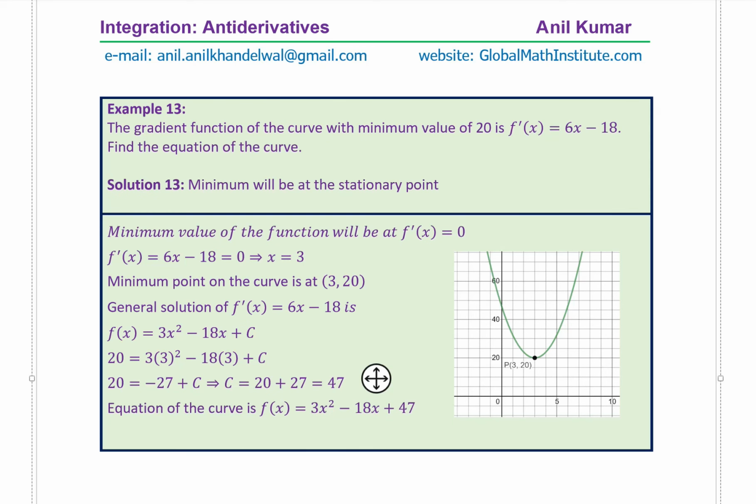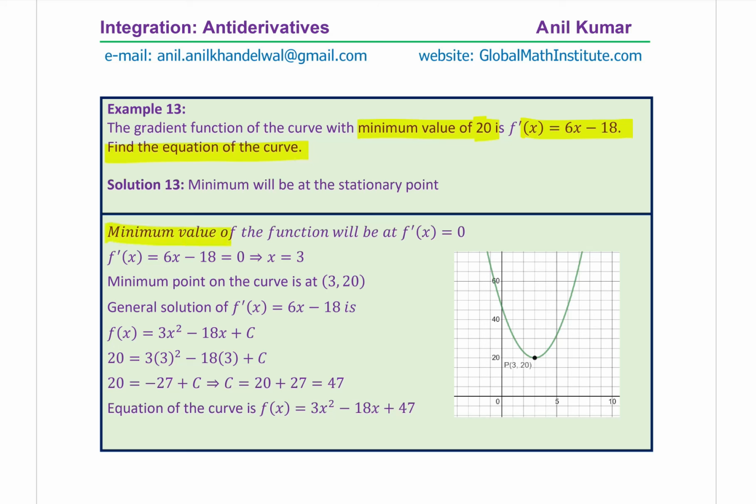Now let's take another example: the gradient function of the curve with minimum value of 20 is f prime x equals 6x minus 18. Find the equation of the curve. So we are given the gradient. We are also given a condition, minimum value of 20. So we can specifically find the curve, right?